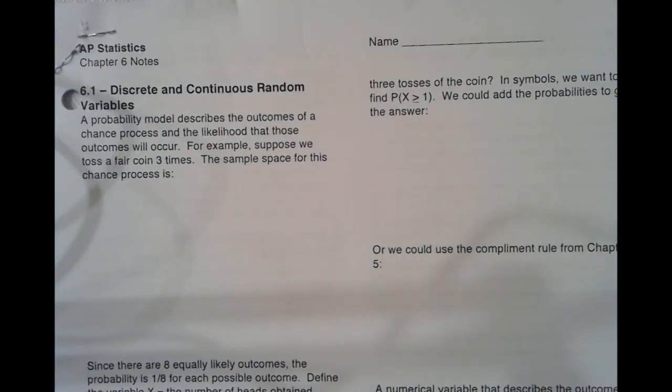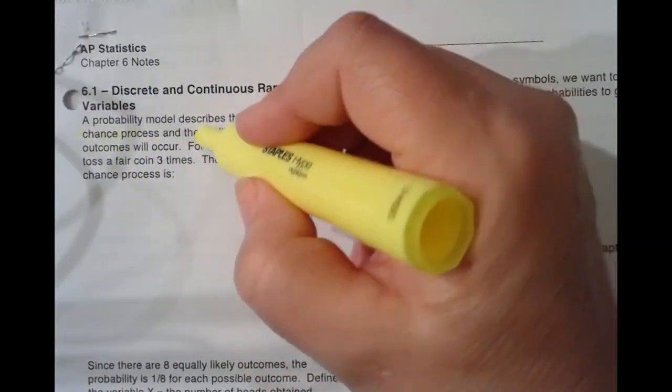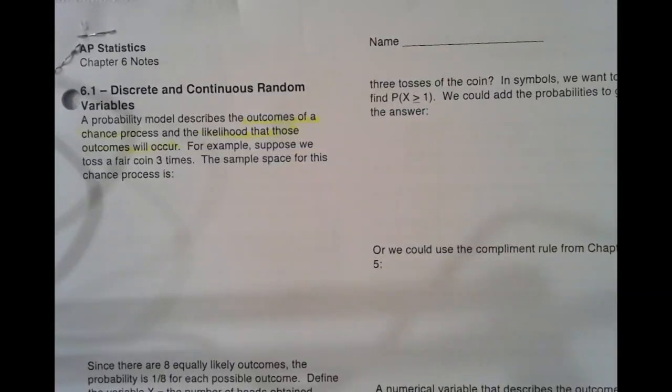Good morning. Today we're going to learn lesson 6.1. We're starting chapter 6, discrete and continuous random variables. A probability model describes the outcomes of a chance process and the likelihood that those outcomes will occur. So two things: outcomes and the likelihood that those will occur.